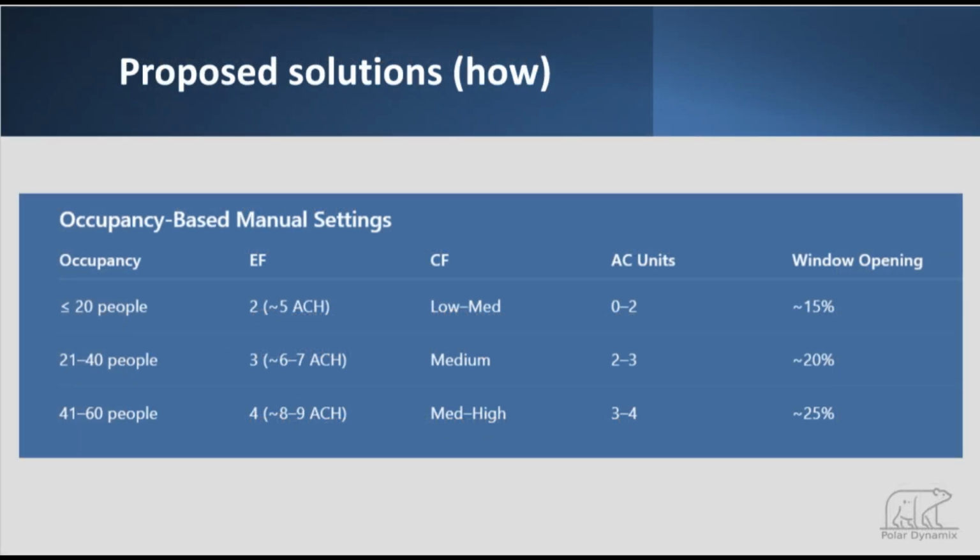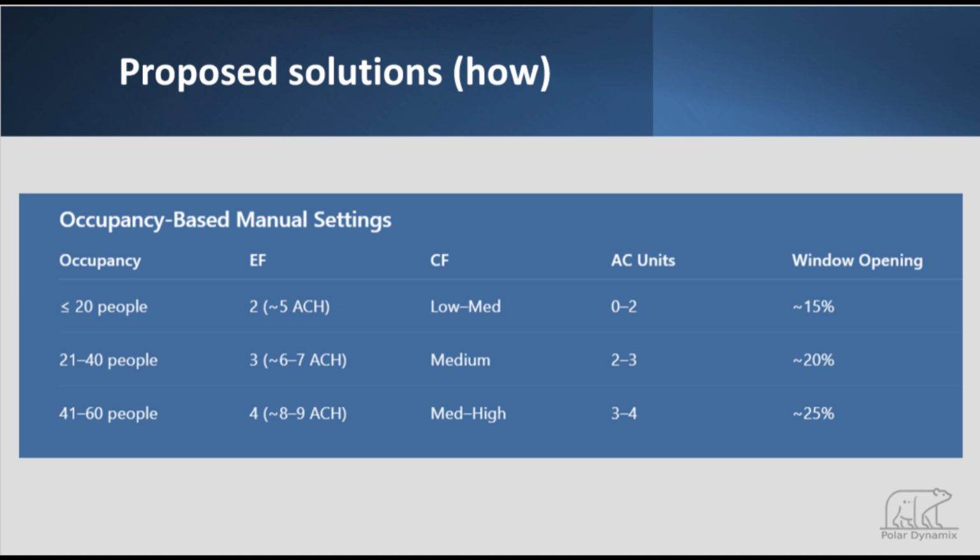This slide shows how the system is manually adjusted based on the number of people in the classroom. When there are 20 people or fewer, 2 exhaust fans are used, providing about 5 air changes per hour. Ceiling fans operate at a low to medium speed. 0 to 2 air conditioning units are turned on, and the windows are opened by about 15%.